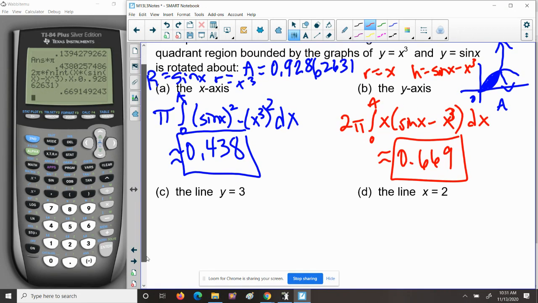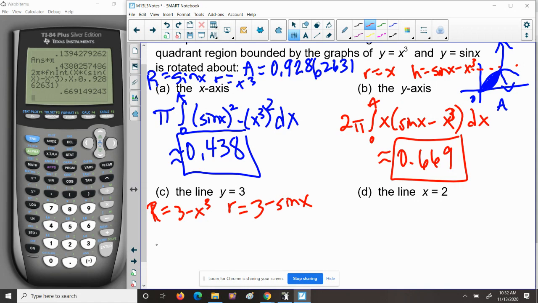Okay, now let's try the next one. Now we're going to rotate around the line y equals 3. If we're going around y equals 3, that's a horizontal line, and we're going to have to use washer method. Think about your line y equals 3 somewhere up here. If we're going around the line y equals 3, our big R would be from the line of rotation to the furthest part away, so we would be taking 3 minus x cubed. And little r, from the line of rotation to the closer part, we would be taking 3 minus sine of x.